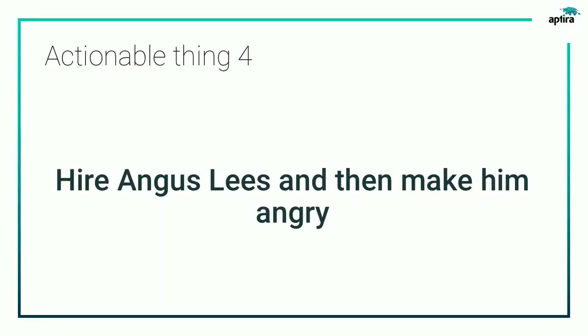So actionable thing 4, hire Angus Lees and make him really angry. So Angus was a guy on our team. He's much, much smarter than me. And we all thought we were terribly clever with Routewrap. And he came along and said, you people are bad people, and you should be ashamed. And he's actually the one who did the timings, for instance, and said, you know, Neutron, the networking part of OpenStack, has a serious performance problem because of this behaviour.